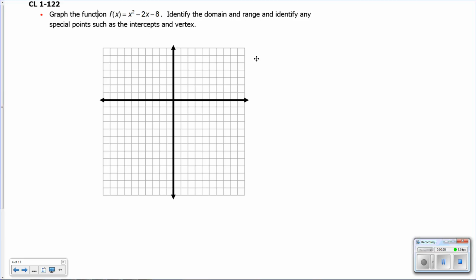First thing here, I'm not going to just graph it on the calculator and come up with my stuff. If you want to do that, I guess you can. But you need to understand how to do it without a calculator as well. So this is just a function. We know this is a parabola because it's quadratic. We know it opens up because it's positive.